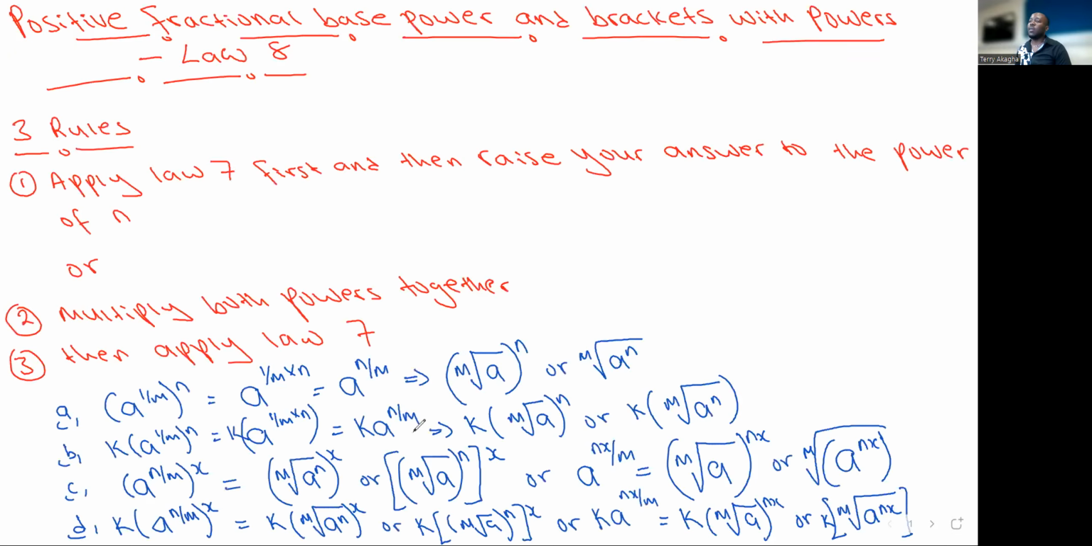So we have number 1, okay? We have (9)^(1/2) to the power 3. Are you seeing it? So like I said, when you have something like this, exactly like the first one, you can either multiply the powers and get this, or you solve the one in the bracket and raise everything to the power of n.